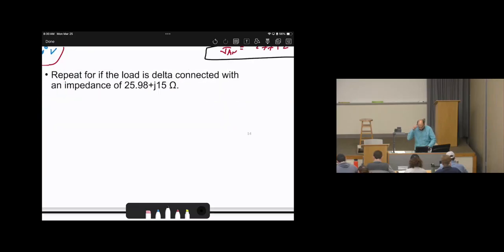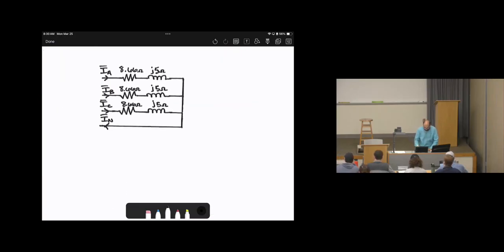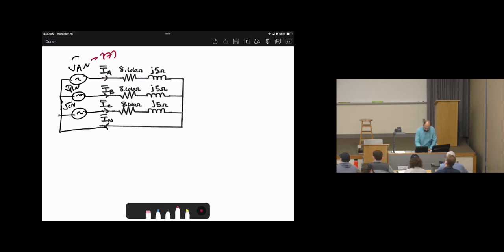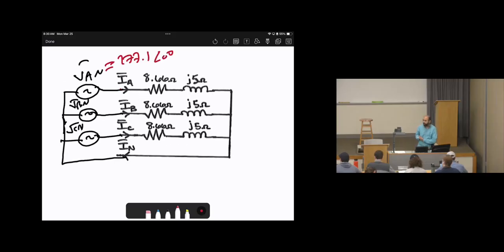So how can we imagine the circuit? We can imagine it this way. Here is a source, here is a source, here is a source. So this is the circuit. This is VAN, VBN, VCN. And we just calculated VAN as 277.1 angle 0 degrees. Okay. Now we have a 3-phase circuit, so we need to calculate IA, IB, IC, I neutral.